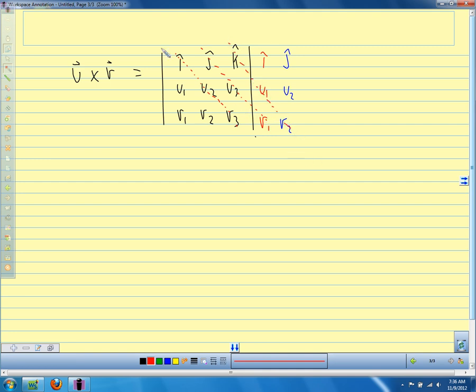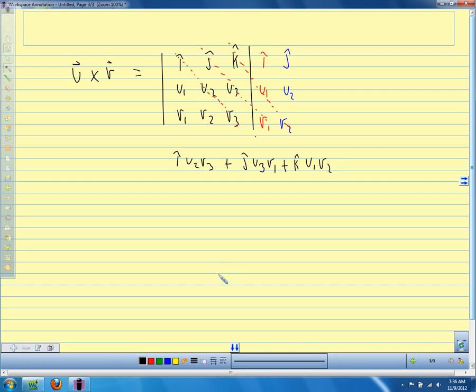And I'm multiplying the numbers along each diagonal. So when I did it with this method, I would get I times U2 V3 plus J times U3 V1 plus K times U1 V2.